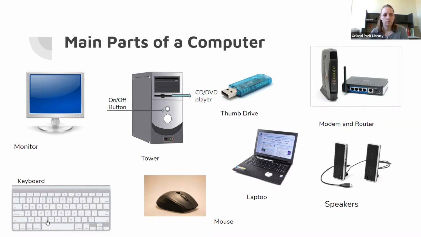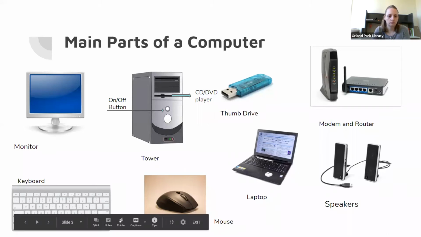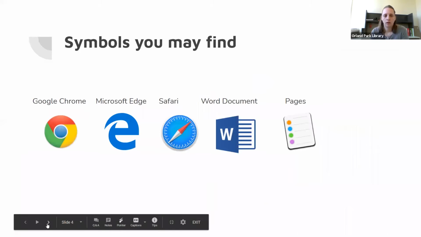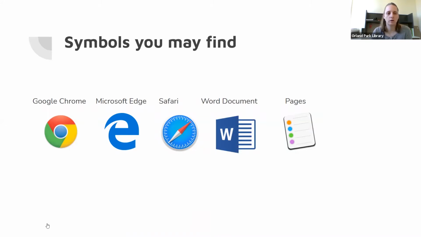Now, these are just the main parts of the computer that you'll see here. And again, these are things that you'll use most often, whether it's on the desktop or even on a laptop, you'll use all these components. And then again, some of the symbols that you'll find, especially when we're searching the internet, you might use Google Chrome more often than Microsoft Edge, but depending on your operating system, you can use either one for surfing the internet. You might even use Safari as well.